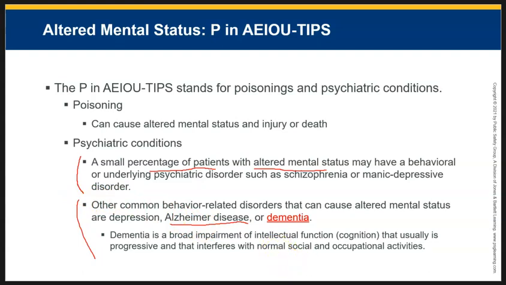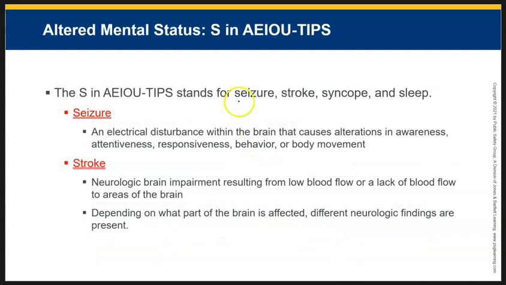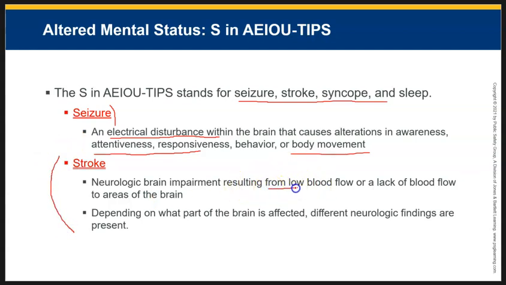S stands for seizure, stroke, syncope, or sleep. Seizures refer to that condition of epilepsy where we have an electrical disturbance within the brain, and these can be either generalized or focal, and they can have motor symptoms associated with them or changes in sensory inputs as well. Stroke is that next step beyond a transient ischemic attack, and it could be from low blood flow or lack of blood flow, either due to clot or hemorrhaging in the brain.